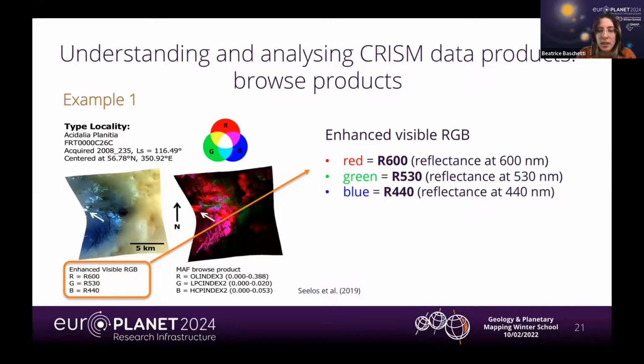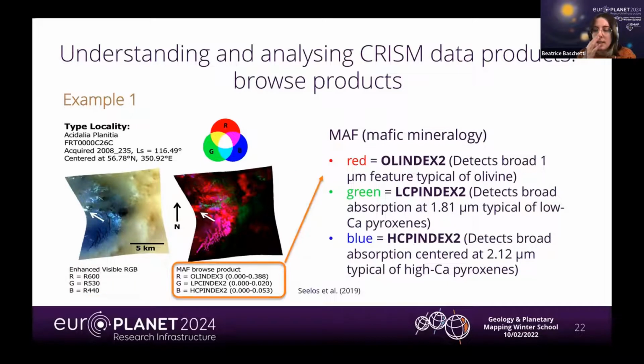And this other one instead is a MAF gross product, which is a standard gross product that is used for mafic mineralogy. So here in the red channel, we have this parameter which detects a feature typical of olivine, the broad feature at around 1 micron. And in the green channel, we have an index for low calcium pyroxene, and in the blue channel, we have an index for high calcium pyroxene.